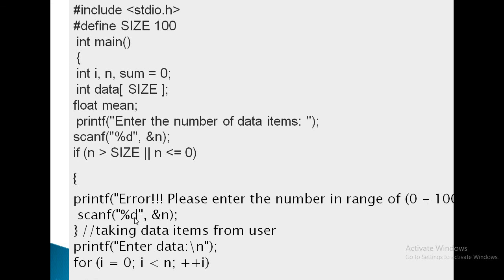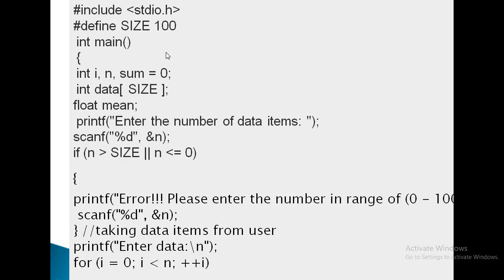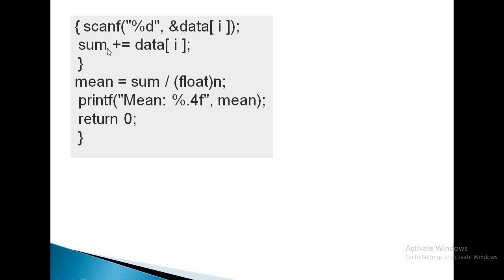And then scanf %d, we are taking the input as n. Taking data items from the user, printf: enter the data. So the for loop is i equal to 0, i less than n, i plus plus. And then we are getting input %d and data[i]. Sum plus equal to data[i]. Here mean equal to sum divided by float n. The output statement is printf of mean with %.4f, comma mean, and it returns 0.